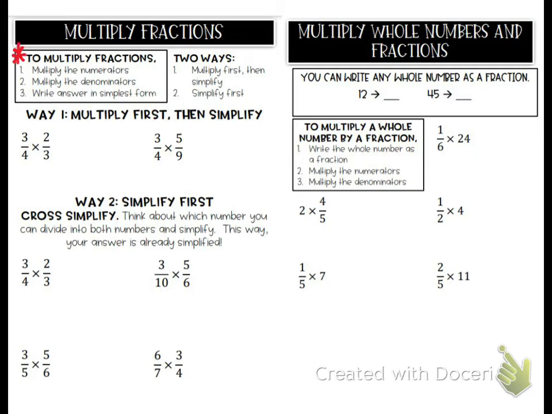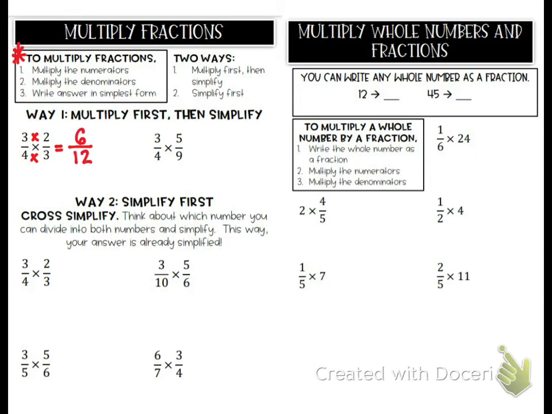To multiply, you multiply the numerators, so the top, then the denominators, or the bottom, and then write the answer in simplest form. So there are two ways again, so we're going to look at way one first. Multiply first, then simplify. So we're going to multiply and you just go straight across. I'm going to put my little fraction bar down. 3 times 2 is 6. 4 times 3 is 12.